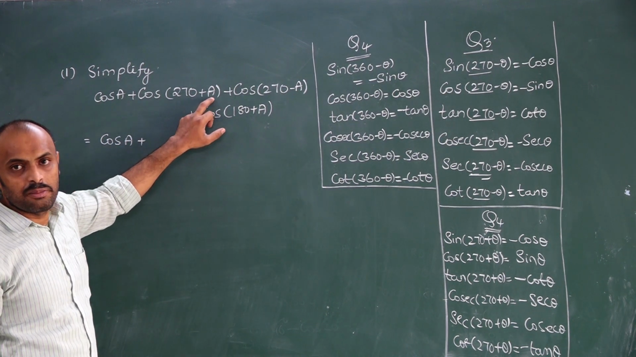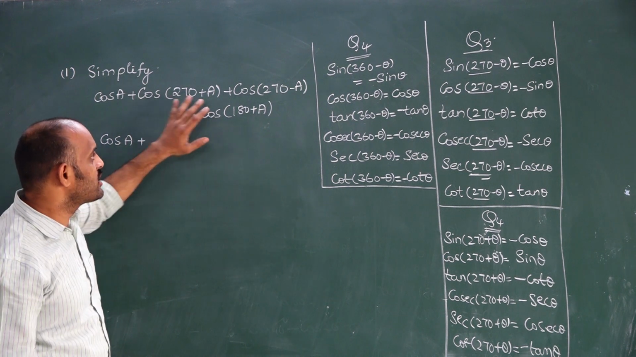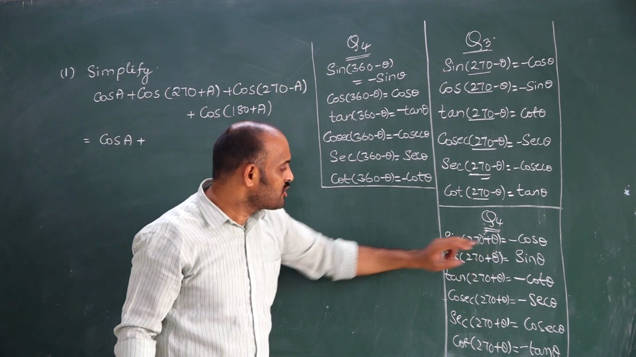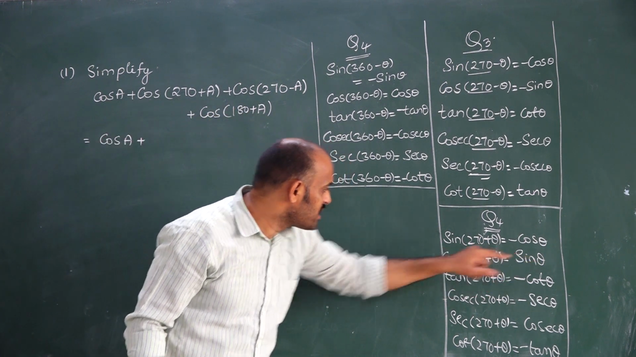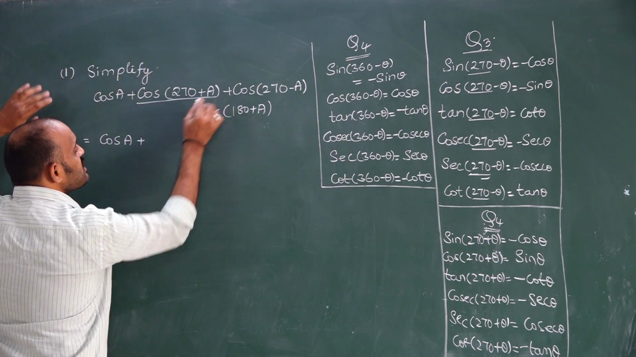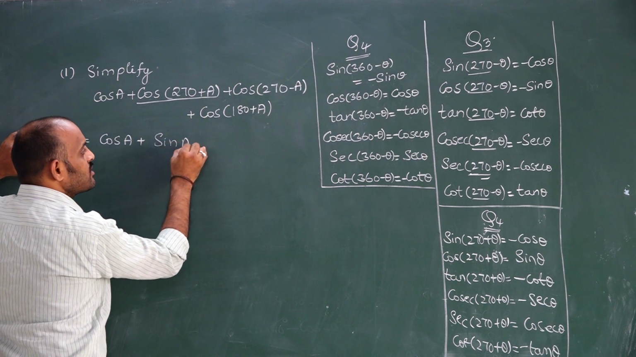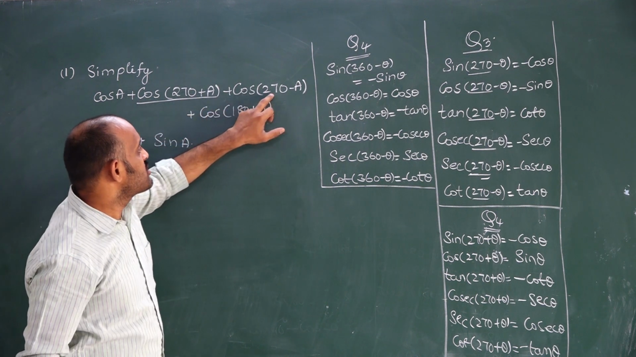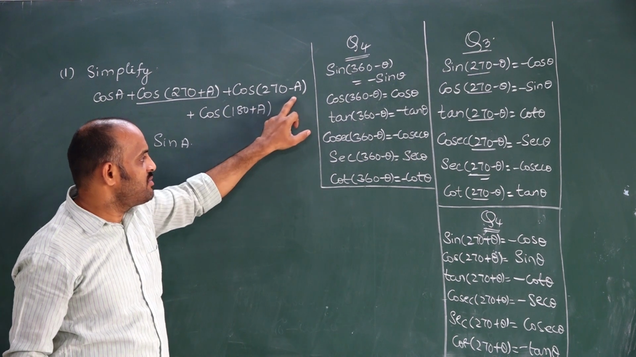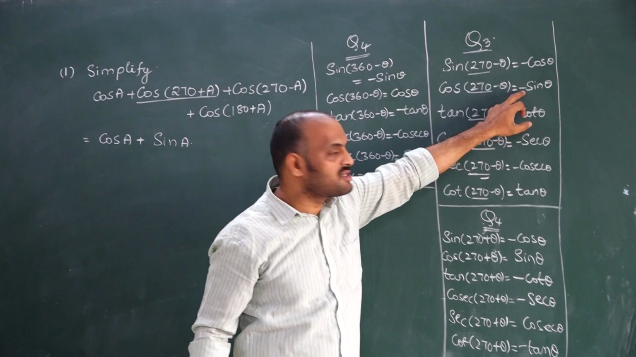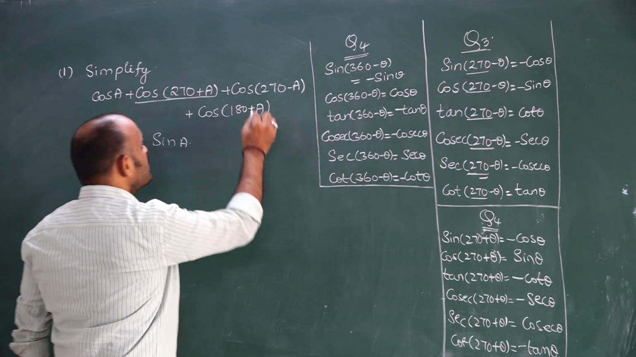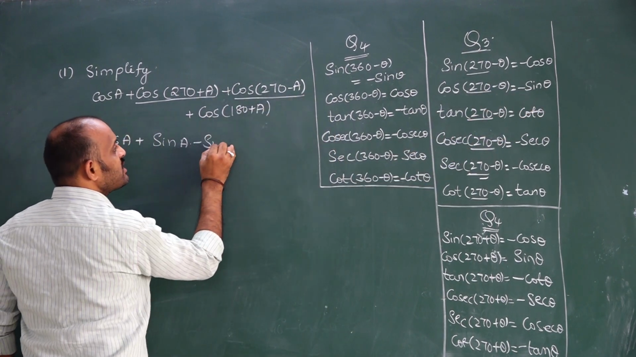270 plus theta means fourth quadrant. Cos of 270 plus A gives sin A. So instead of this, I am going to write sin A. Cos of 270 minus A: 270 minus A means third quadrant. In the third quadrant, cos of 270 minus A means minus sin A. So instead of this, I am writing minus sin A.